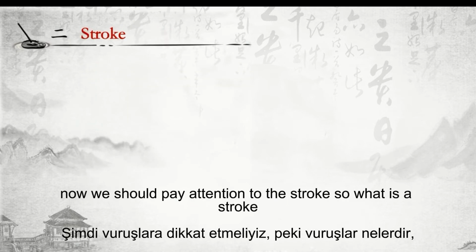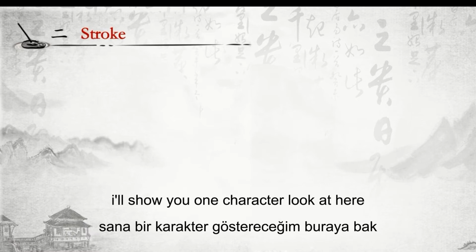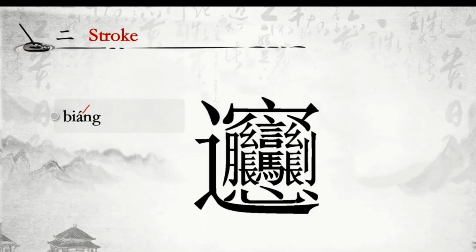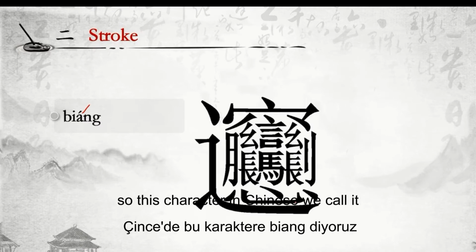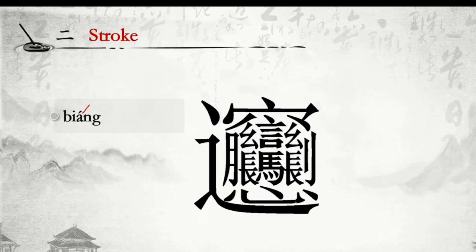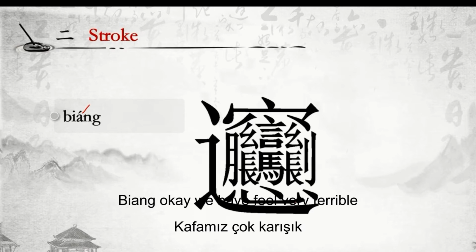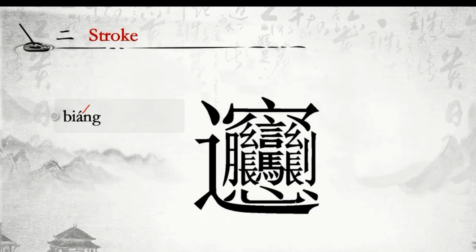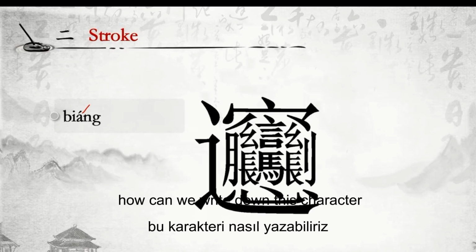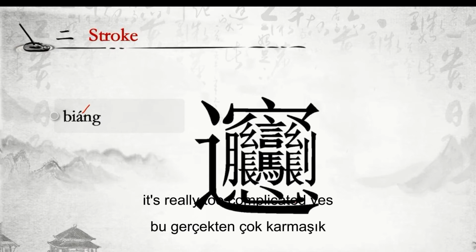Now we should pay attention to the stroke. So what is a stroke? I will show you one character. Look at here. This character in Chinese, we call it biang, biang. Okay, we feel very terrible. How can we write down this character? It's really too complicated, yes?